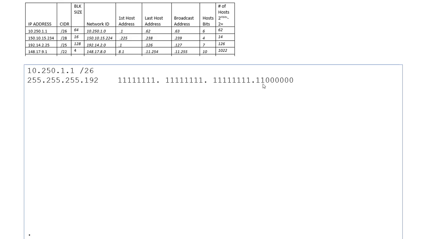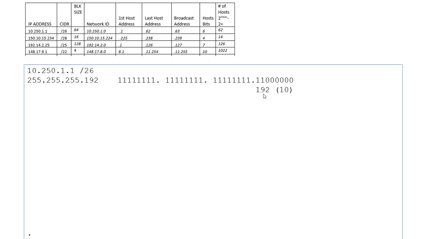if you remember, that one represents a 128, that one represents a 64. 128 plus 64 is going to give you a 192. Okay? So that's where we're getting the 255.255.255.192. We've got 26 bits turned on in the subnet mask. Okay?